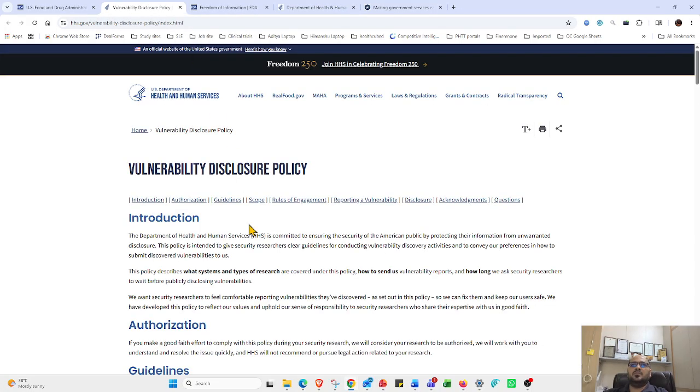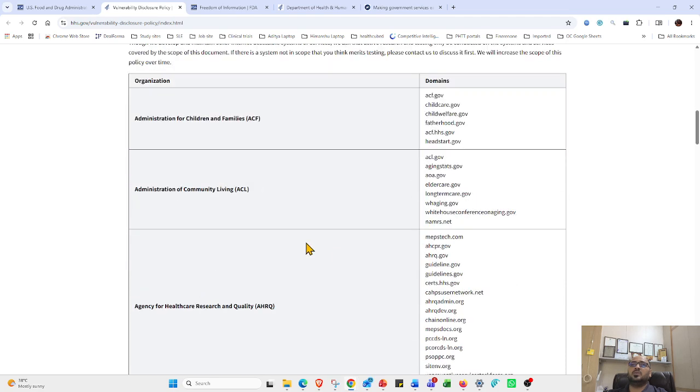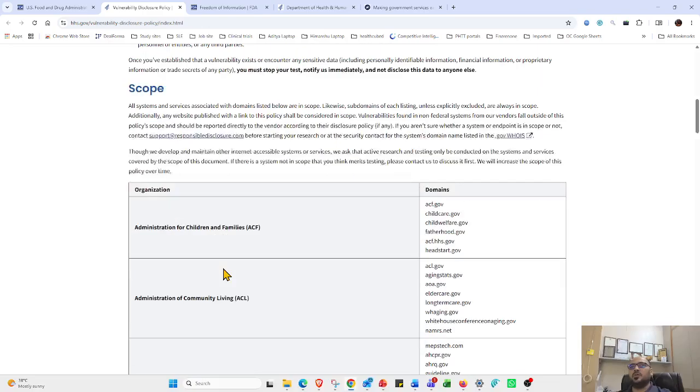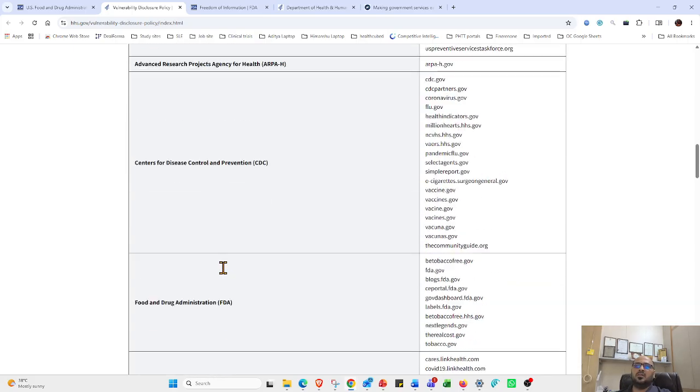Then vulnerability disclosure policy. This policy is written over here. You can go through and read it. And there are domains to it basically, different domains like ACF.gov, which is Administration for Children and Families. Within that we have childcare.gov, childwelfare.gov, fatherhood.gov, ACF HHS, human health services.gov, Head Start. So they have their own bifurcated organizations in terms of vulnerable sections of society, and each of them has their website.